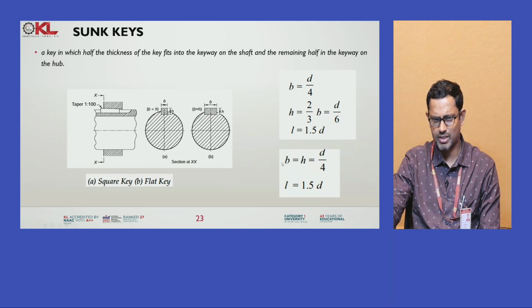And coming to the square key, for square, both width as well as depth should be the same. So b is equal to h is equal to d by 4. This is the standard, and the length of the key is nothing but 1.5 times the diameter. So these are the standard dimensions we have to consider while designing sunk keys.